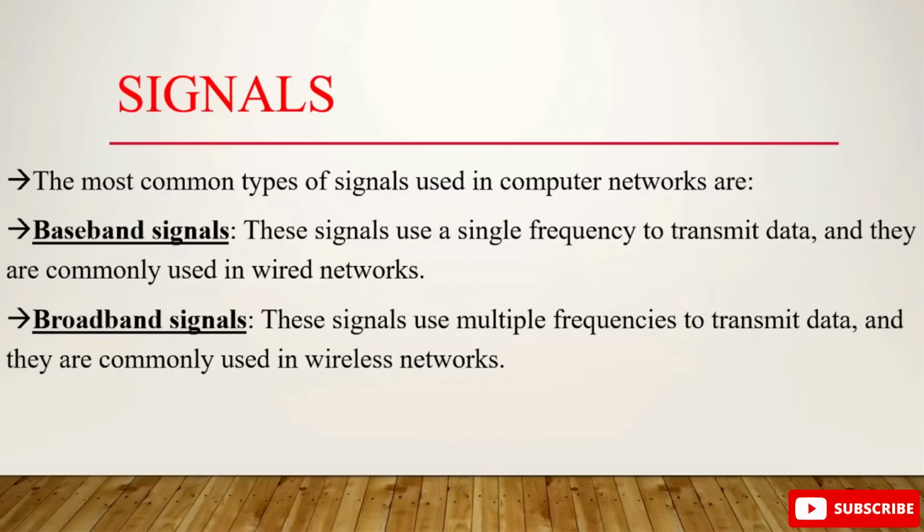The most common types of signals used in computer networks are baseband signals and broadband signals. Baseband signals use a single frequency to transmit data, and they are commonly used in wired networks. Broadband signals are commonly used in wireless networks. These signals use multiple frequencies to transmit data.